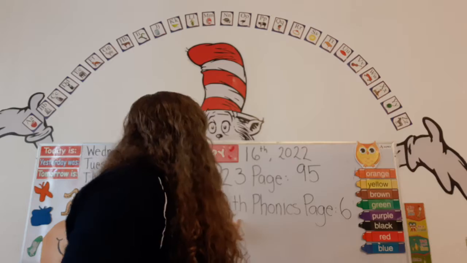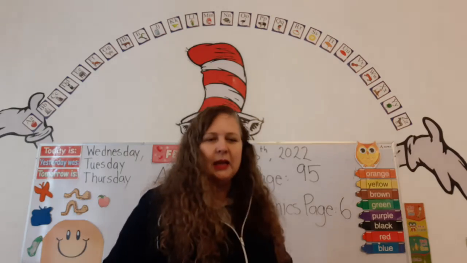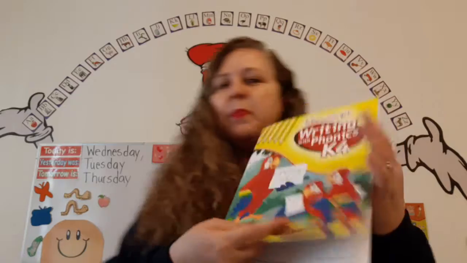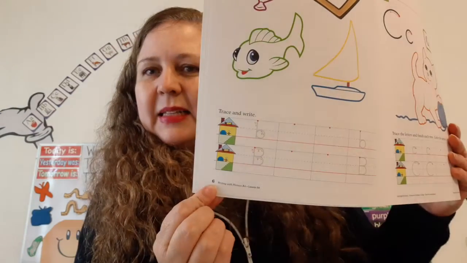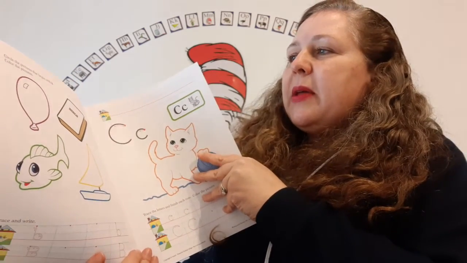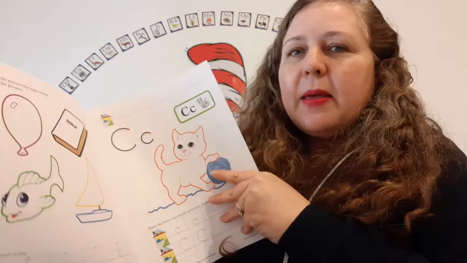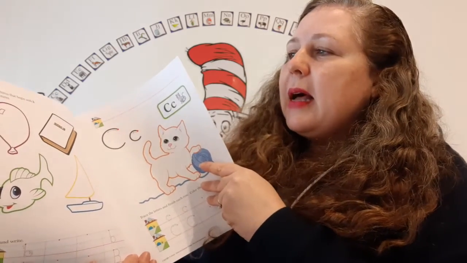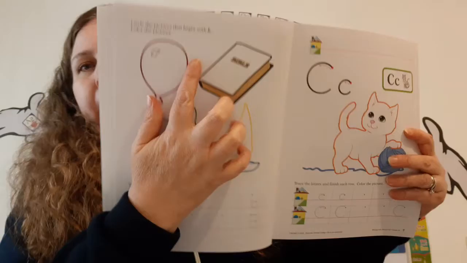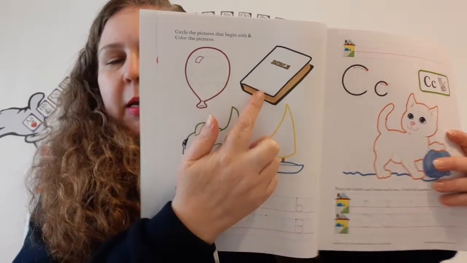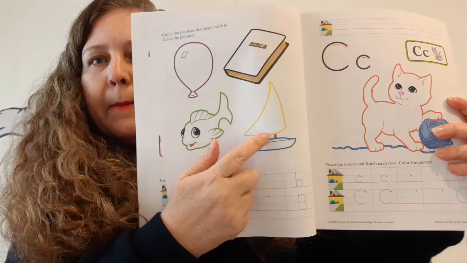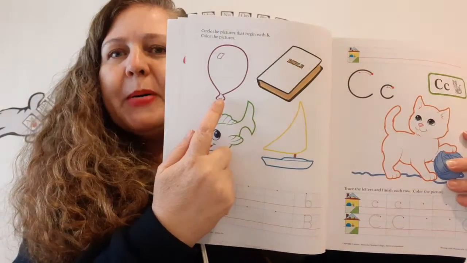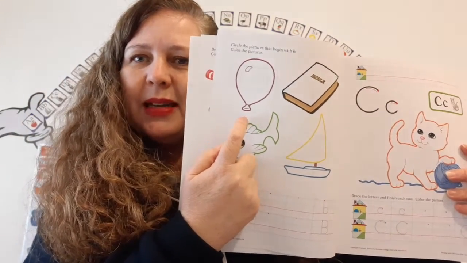Now it says writing with phonics, page 6. So let's get our writing with phonics book out. And let's open it up to page 6. And it says, circle the pictures that begin with B. That make the sound boo, boo. Color the pictures. So we have balloon, book, fish, boat. Does balloon begin with the B sound?